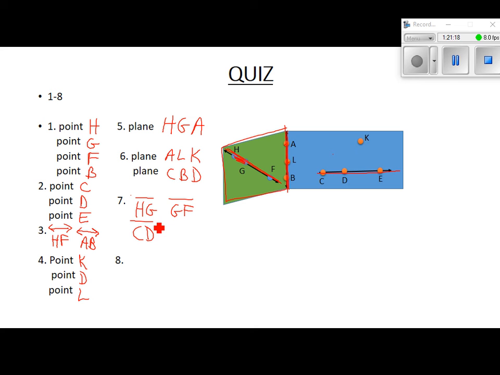Number 8, name 3 rays. We could take all of these that we just named up here, and instead of naming them line segments, we could make them rays. Remember, a ray just means it goes on in one direction forever. So you could use that. Now there's plenty of other rays or line segments on there you could have used.